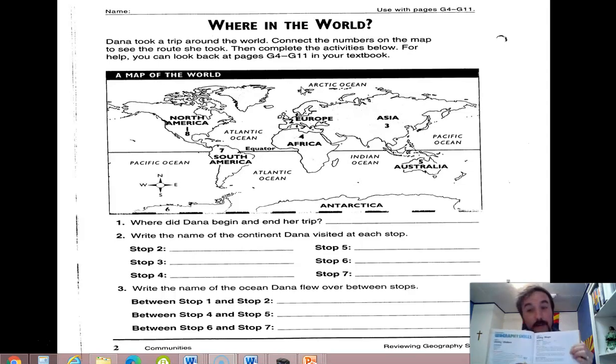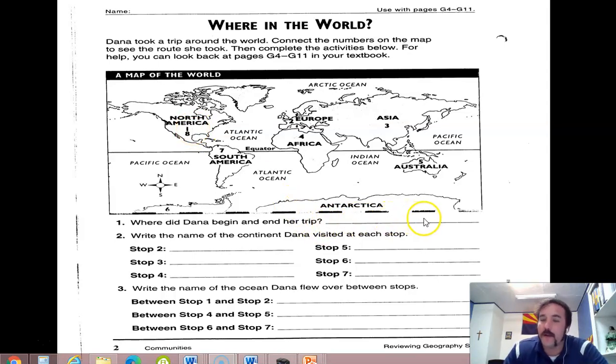One, because it can give you the answers. Here's where we're at with Dana. These numbers are Dana's first stop, then second stop, third stop, fourth stop, and so forth. Number 1: where did Dana begin her trip? I look at the first stop and say, okay, she began in North America. So you write North America. Now, it's tough spelling, but it's spelled right here. Please copy it correctly.